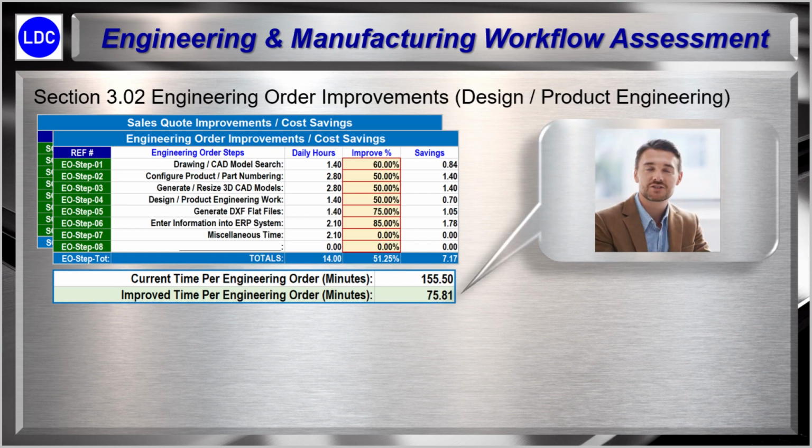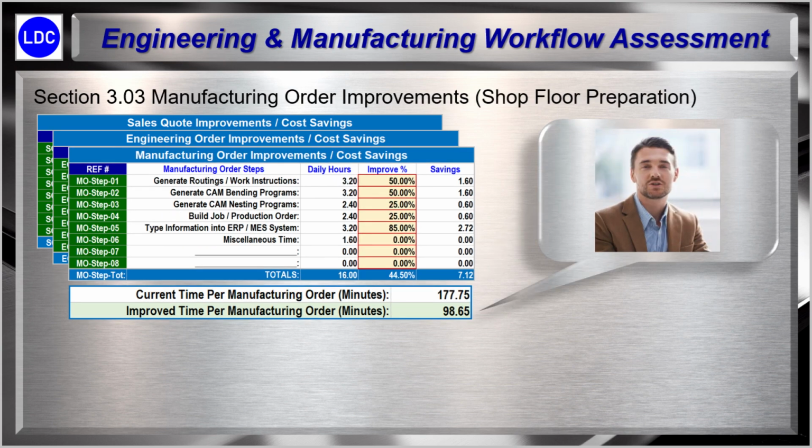When improvement percentages are applied to the engineering order workflow steps, the result of our example is a daily hourly time savings of 7.17 hours, which equates to 51.25% savings with the current engineering order process. Results of the improvement percentages reduces the average time to generate an engineering order from 155.5 minutes to 75.81 minutes.